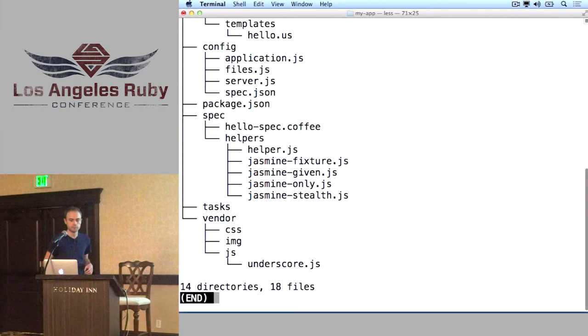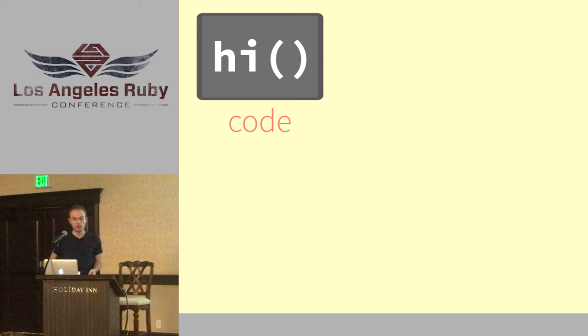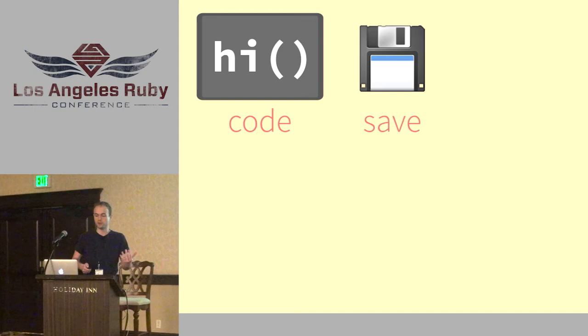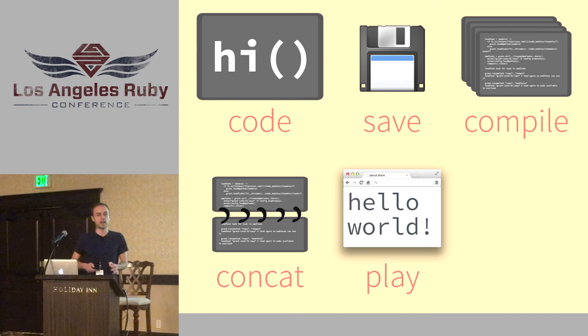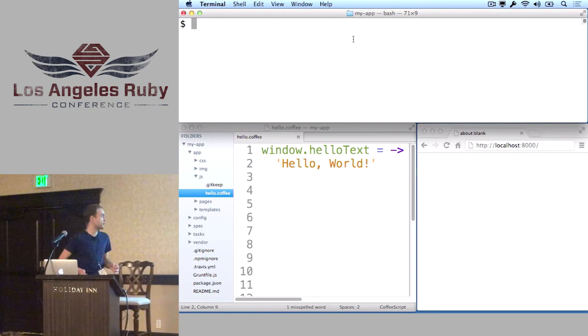So let's talk about why Lineman makes life more convenient for us. Well, what I seek in a workflow is that I want to be able to write some code, save that code, and have it compile if necessary. I like to write CoffeeScript, so there's a compilation step. Concatenate everything just like it would be in production. And then I want to be able to play with that code all in less than 100 milliseconds. Really, really fast feedback. In Lineman, that looks like this. I start Lineman's dev server with lineman run.